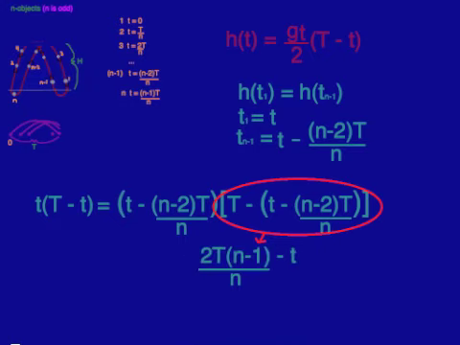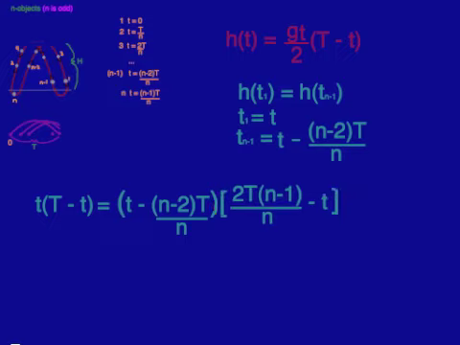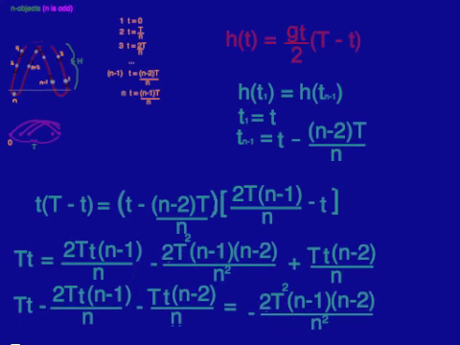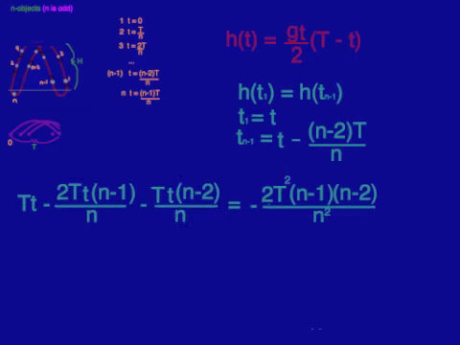We are left with 2 times capital T times n-1 all over n minus little t, and substitute this back into the equation. We multiply out everything on both sides of this equation, and we are left with what is shown. Lowercase t squared cancels out on both sides. Then we move all the terms that have a lowercase t onto one side of the equation. The workspace has been cleared and this equation has been rewritten on top.